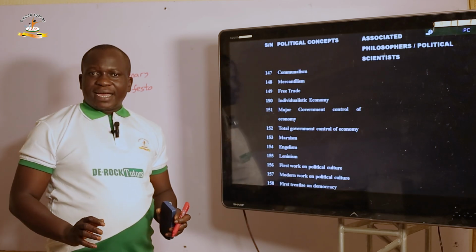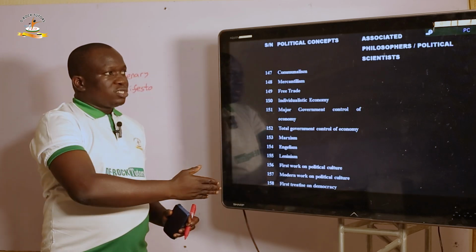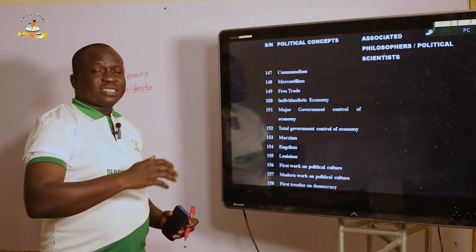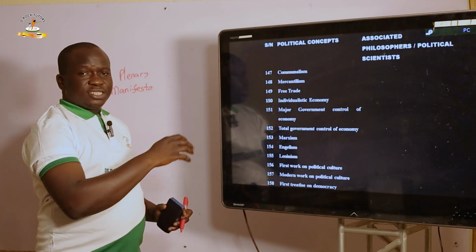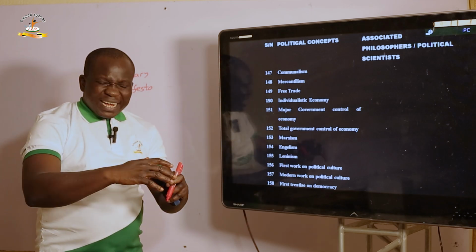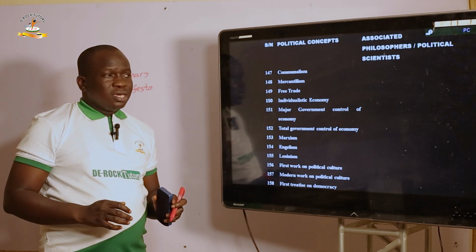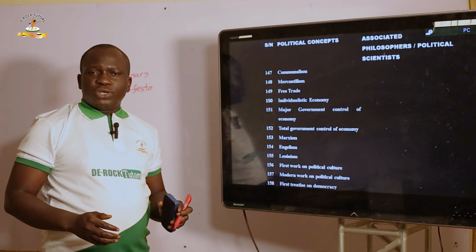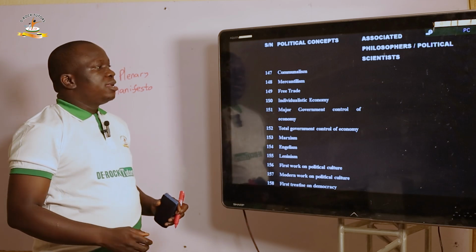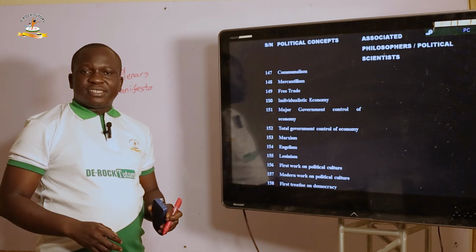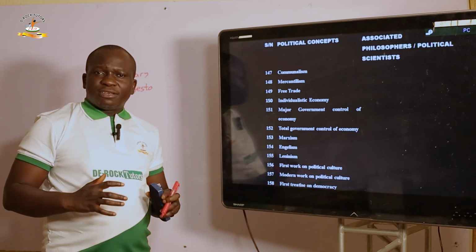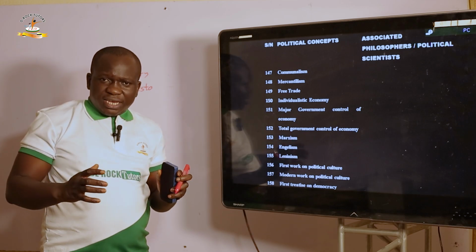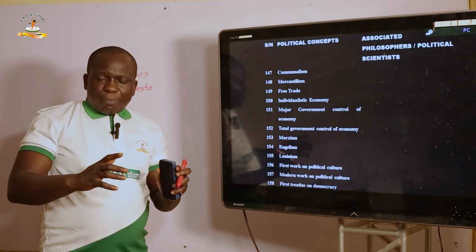Now, we are going to be clinical here. We have some political concepts, and we are going to be looking at the philosophers associated with them. Communalism, which has to do with collective ownership of landed property. It is associated with President Julius Nyerere of Tanzania. Number 148, mercantilism. Mercantilism is associated with merchants or trade. Now, that is associated with capitalism.